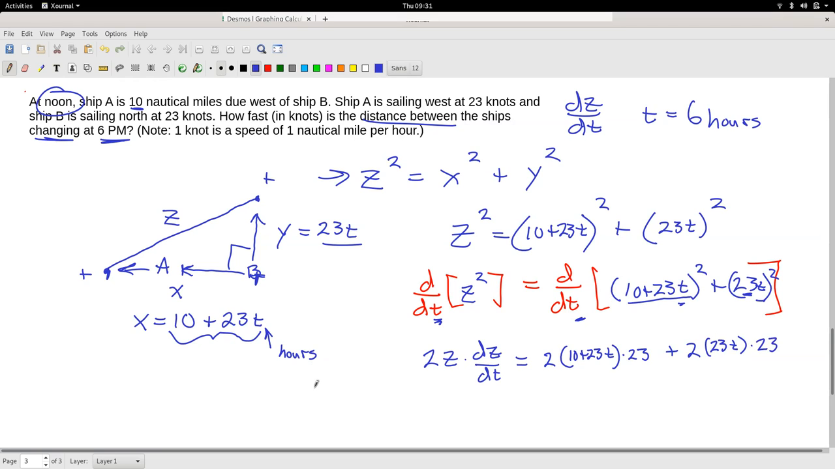And then we can clean this up a little bit. Let's see, we want dz/dt at 6. So we're going to have to divide the z to the other side and clean this up a bit. So I can factor out the 2 times 23, because that's on each side of the plus. So I'm going to get 2 times 23, and then I've got these two pieces added up. And so that's going to give me 10 plus 46t.